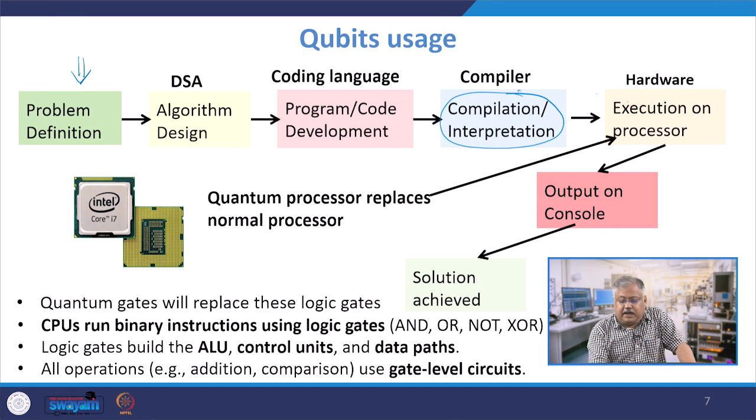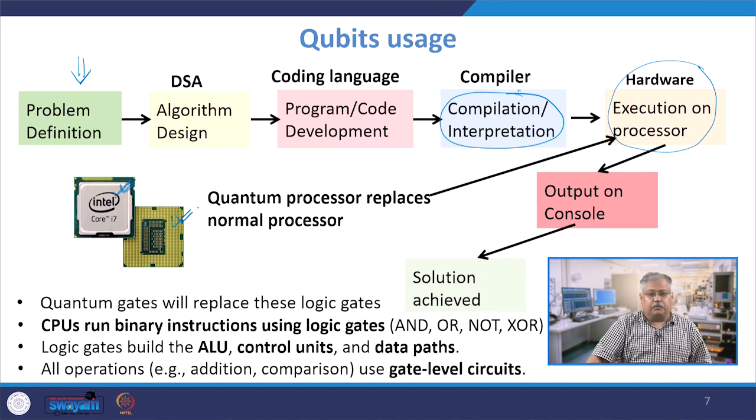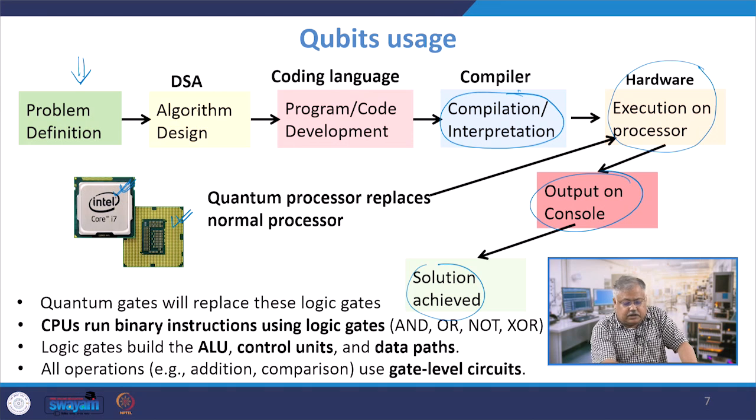After we have compiled it, we generally do a hardware emulation. In our digital logic, we use, for example, FPGAs for emulation purposes. Here we do something else. What we do is that we replace a standalone logic processor by a quantum processor here, and we get the output in the console, and therefore the solution is achieved. So, this is the typical flow of the data across the qubit usage.